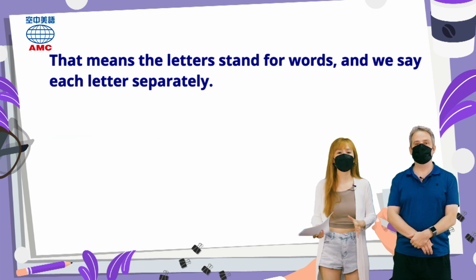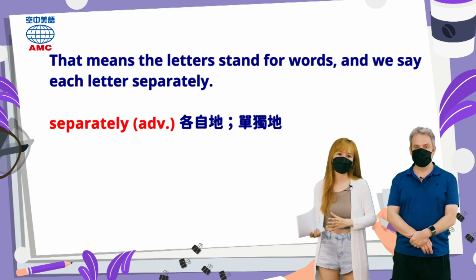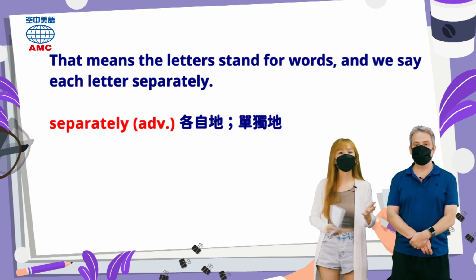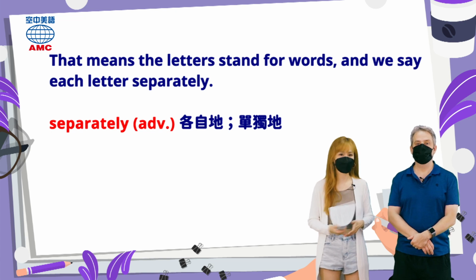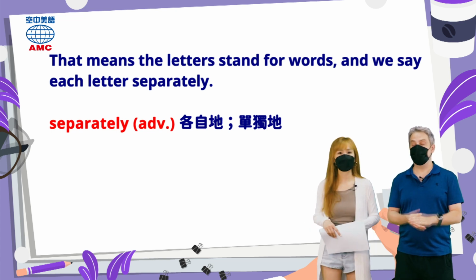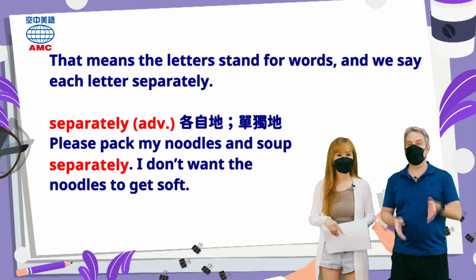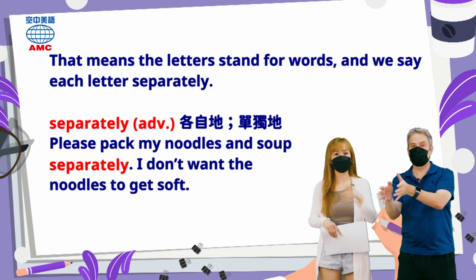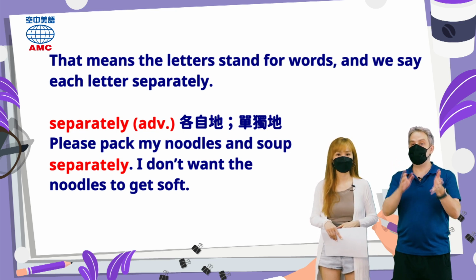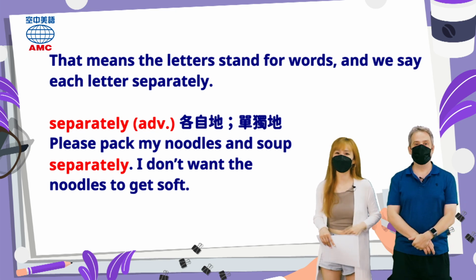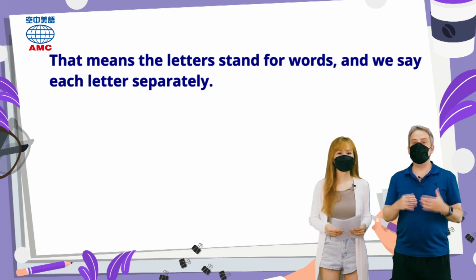Okay. 那刚刚我们也还提到 separately 这个副词就是各自地、单独地这样子的意思哦。 Yeah, here's one I would often say when I order food. Please pack my noodles and soup separately. I don't want the noodles to get soft. Same. That's a really good example sentence. So that's an initialism, okay?